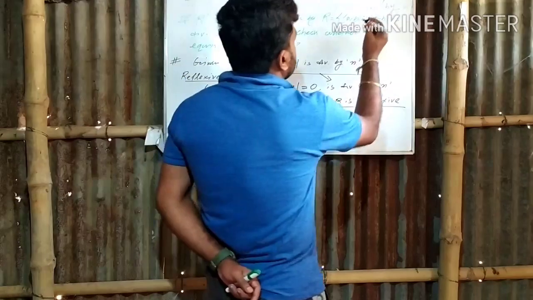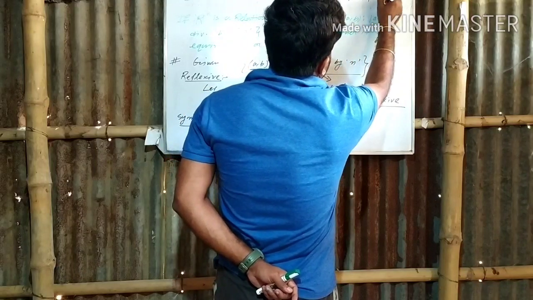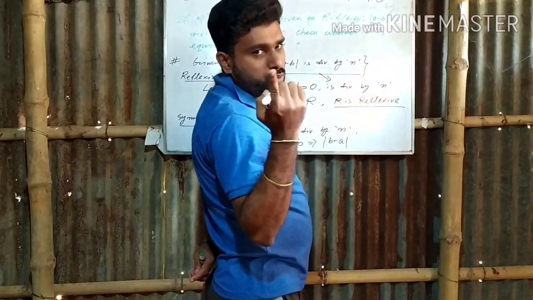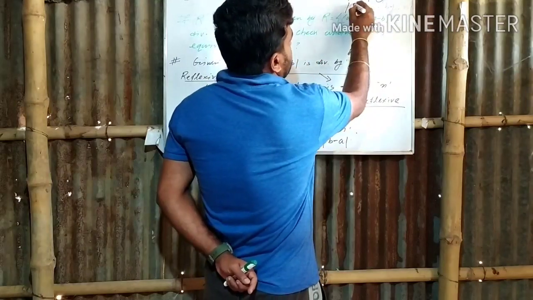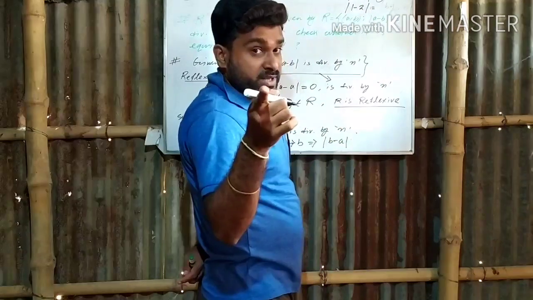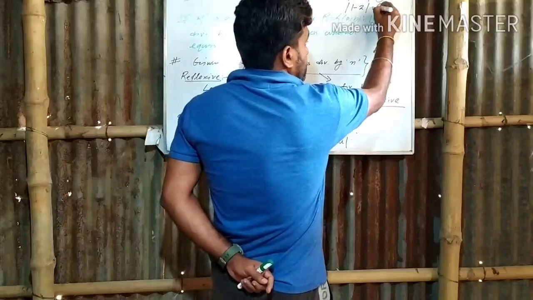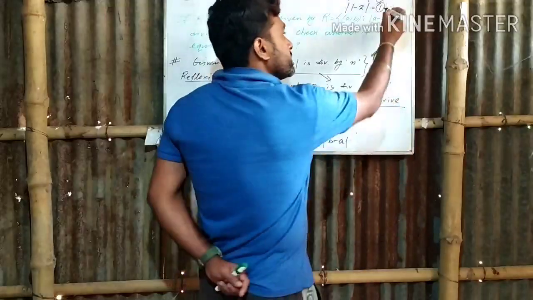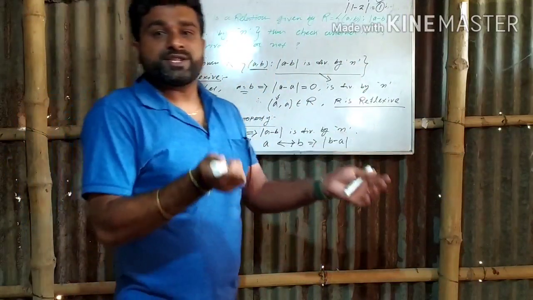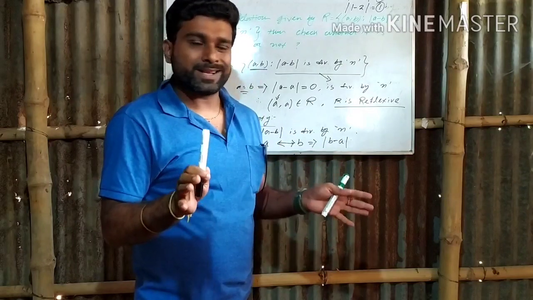Let me take an example. If you take mod of 2 minus 1, the answer is 1. So 1 is divisible by 1. Now if you take 1 minus 2, what is the answer? Mod sign is there. That means a negative number should not come here. So the answer is 1. So 1 is divisible by 1. So that means if you are interchanging the positions of the elements, the answer will be fixed. The answer will not be changed.